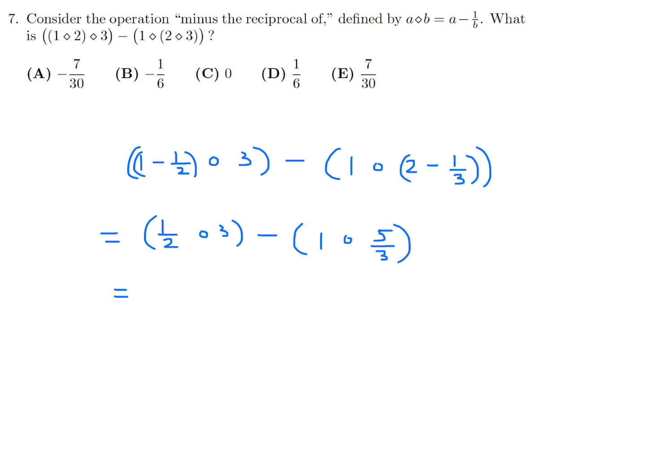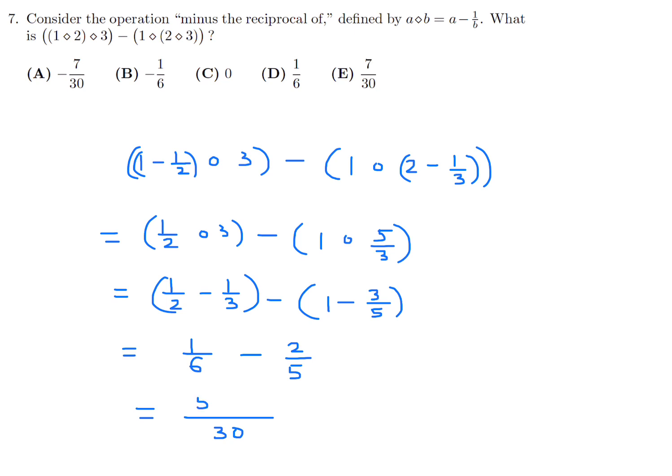All right, so now we got 1 half symbol 3, so 1 half minus 1 over 3 according to the definition here. And then this is 1 minus the reciprocal, so 3 over 5. So 1 half minus 1 third, that is 1/6. 1 minus 3 over 5 is 2 over 5. And then 1/6 minus 2/5, I get a common denominator of 30. That's 5, and that's minus 12, and that's negative 7 over 30. So number 7, the answer is A.